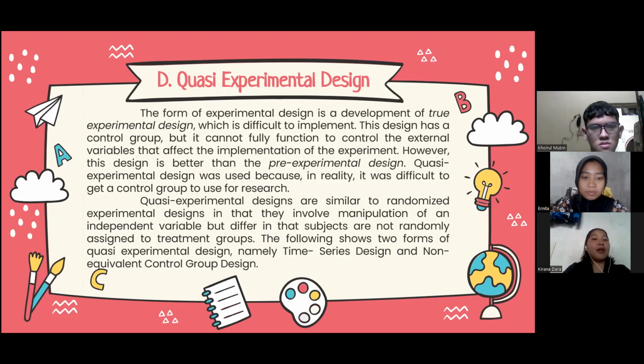Quasi-experimental designs are similar to randomized experimental designs in that they involve manipulation of an independent variable, but differ in that subjects are not randomly assigned to treatment groups. The following shows two forms of quasi-experimental design, namely time series design and non-equivalent control group design.